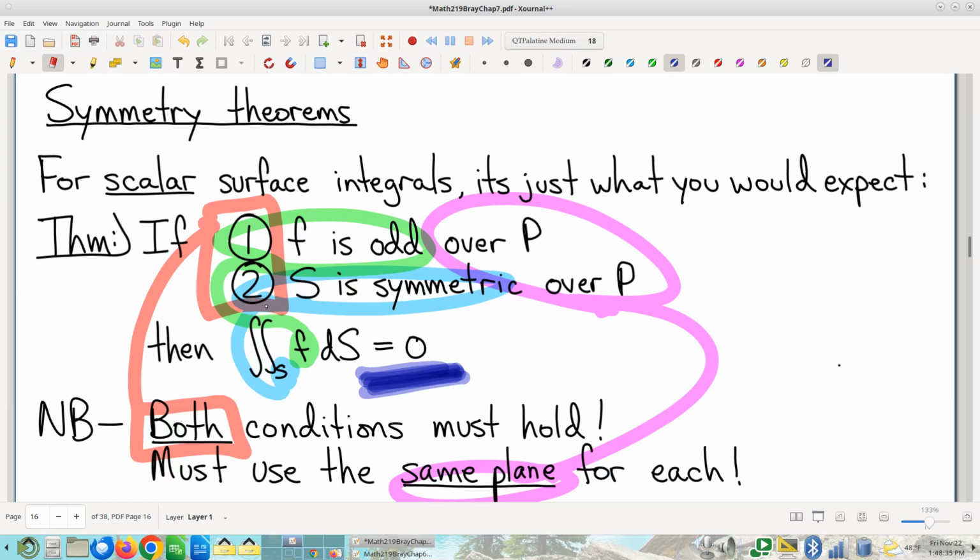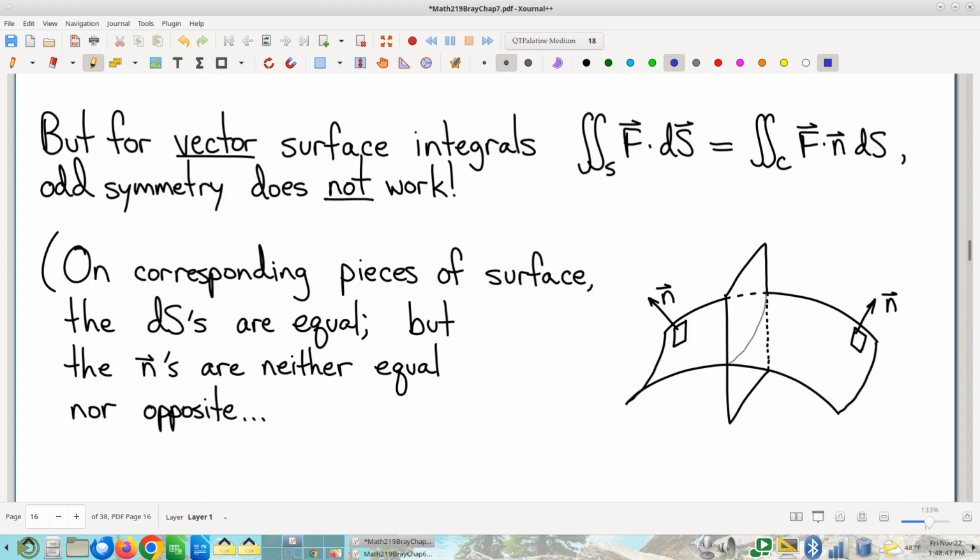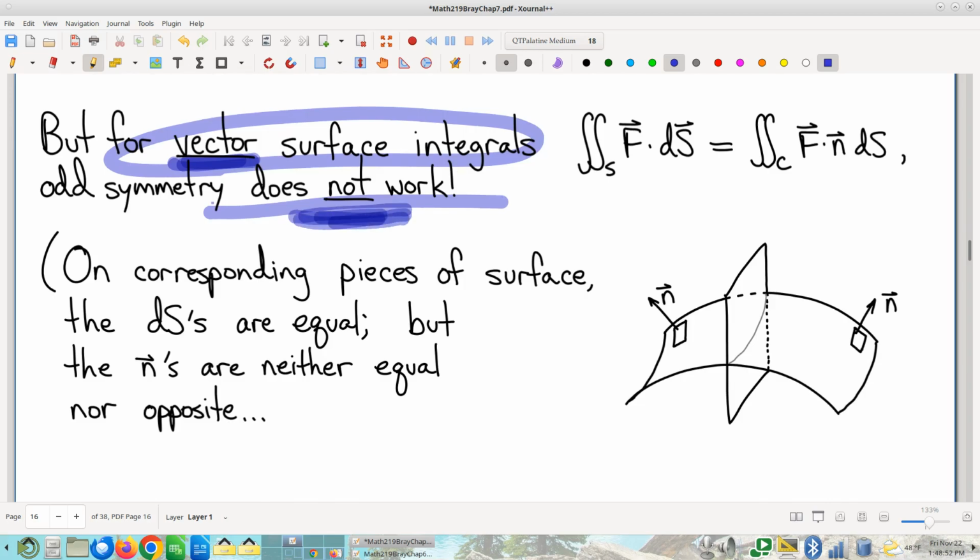And as you might expect, based on what we did with line integrals, this is scalar only. Scalar surface integrals only. If you try to apply this to vector surface integrals, it does not work. There is no such theorem. There is no odd symmetry theorem for vector surface integrals. Roughly speaking, the reason why is if you look at your symmetric domain, now here's my attempt to draw a surface that is symmetric through this plane that I've got drawn here, just an arbitrary symmetric surface.